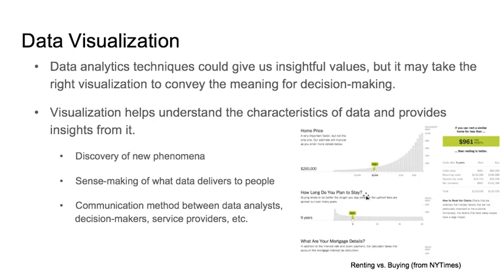Here's one example. This is the data gathered by New York Times, and it's looking at the renting and buying trends, right? So now there's underlying data about home prices, about rental prices, and you can look at those data, but it may not give you easily accessible information about what you really want to do, which is to make a decision whether you should buy a home or rent it.